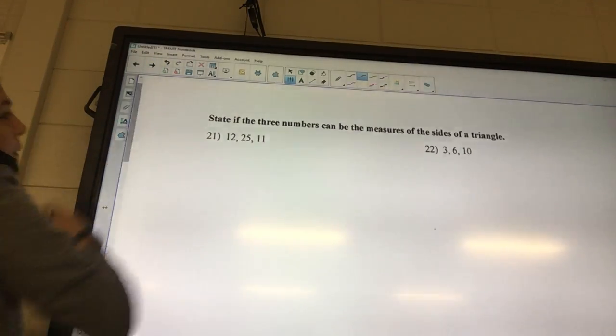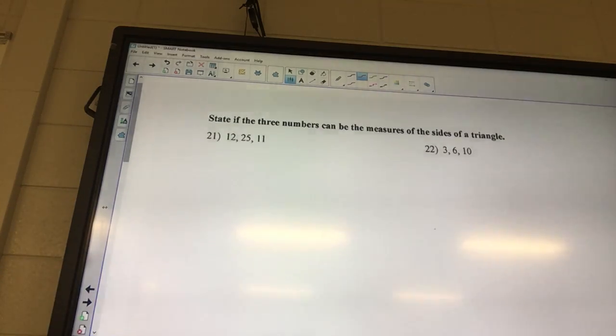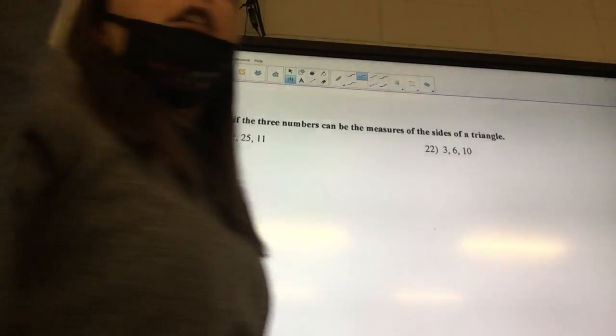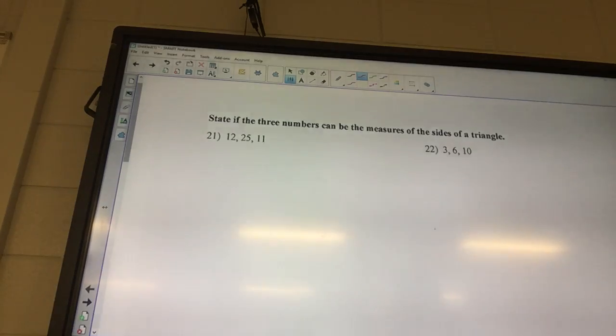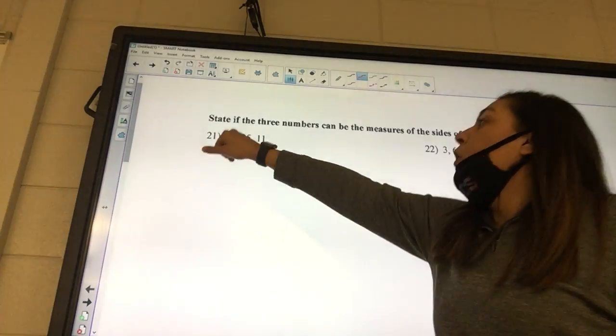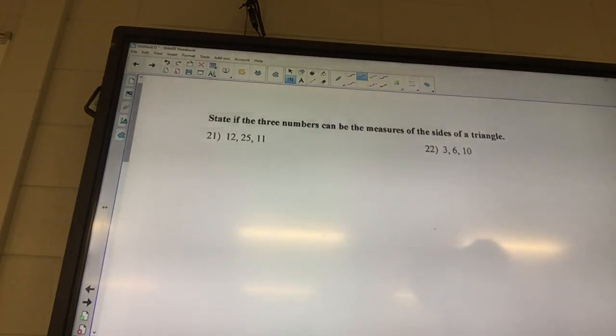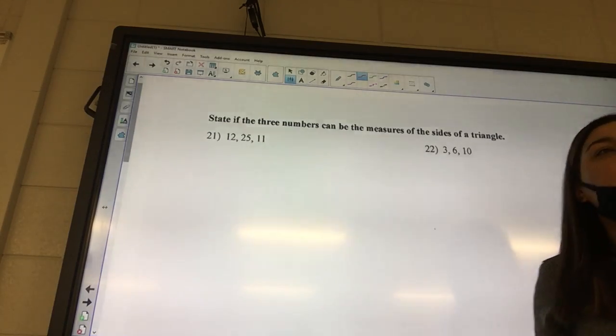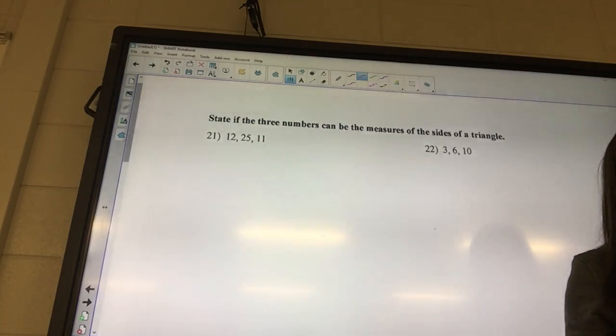Okay, state if the three numbers can be measured sides of a triangle. This is the one where you'd say yes or no, because we got one, two, three numbers. The ones where you're missing a number, you can never put yes or no because it's not a yes or no problem. It's asking for the range of the third side. And yours, you put yes and no, and I'm like, what is he doing?